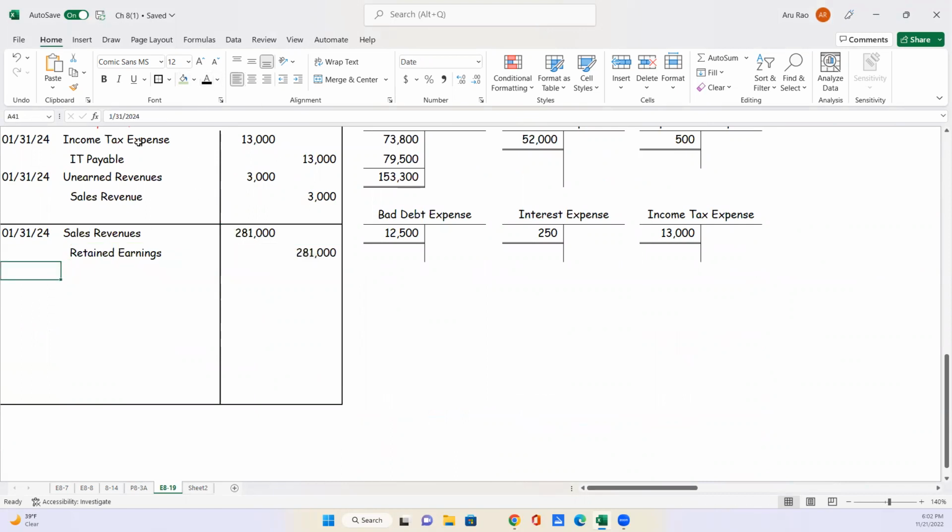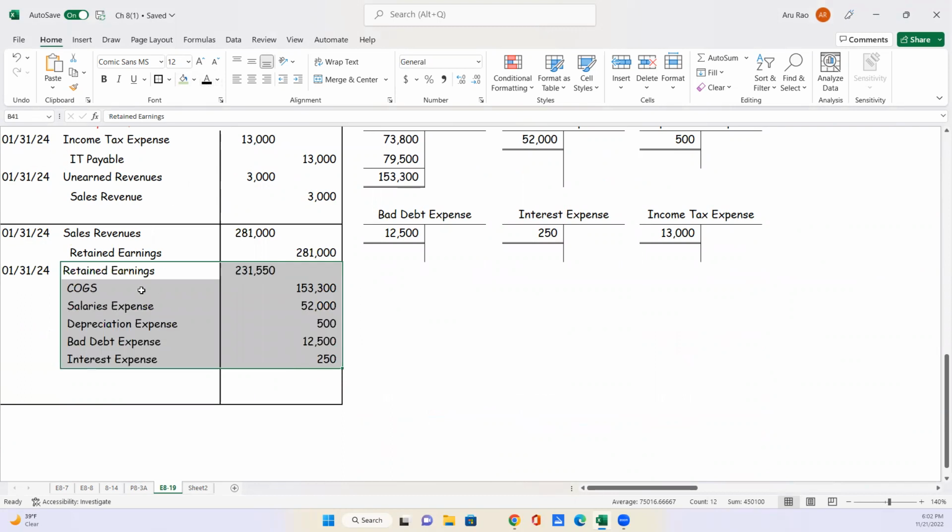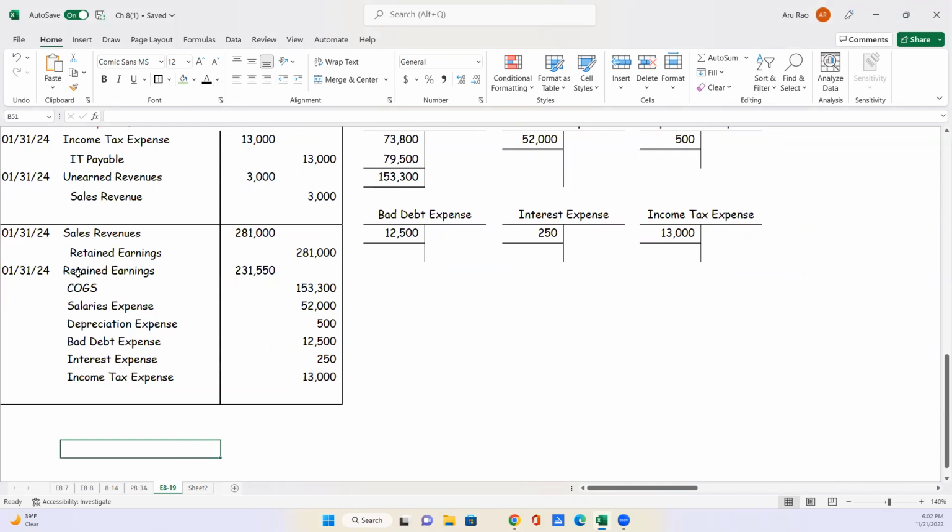And then I will do my second entry where I close all my expenses, and I close them to the retained earnings account. Again, if you take the difference between these two numbers, it has to be that net income number. If we had paid out dividends, we'd close dividends as well. That's not the case over here. So that takes care of the closing entries.